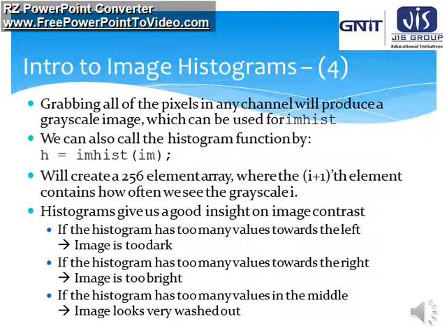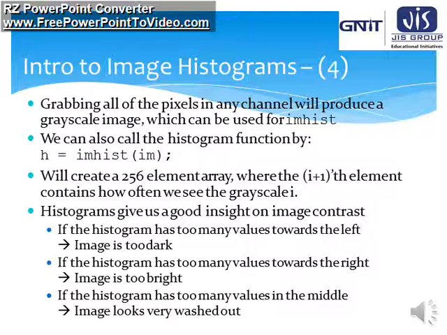In this part, the introduction to the image histogram is continued. Grabbing all the pixels in any channel will produce a grayscale image which can be used for imhist. We can also call the histogram function by h = imhist(im). It will create a 256 element array where the (i+1)th element contains how often we see the grayscale value i.